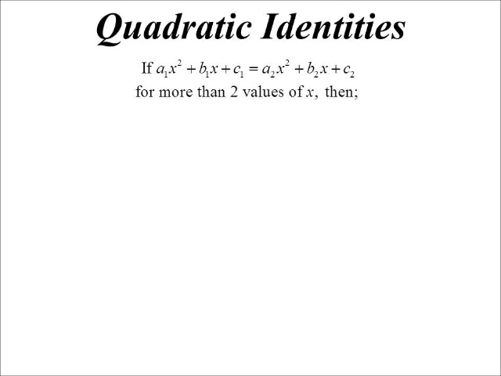So, a quadratic identity. We looked at trig identities, you remember, earlier in the year. Now, an identity is when it's exactly equal. So another way of saying it, I suppose, is congruent. Congruent triangles are sort of like identities as well. So a quadratic identity is when two quadratics are equal, but they're equal for more than two values of x.